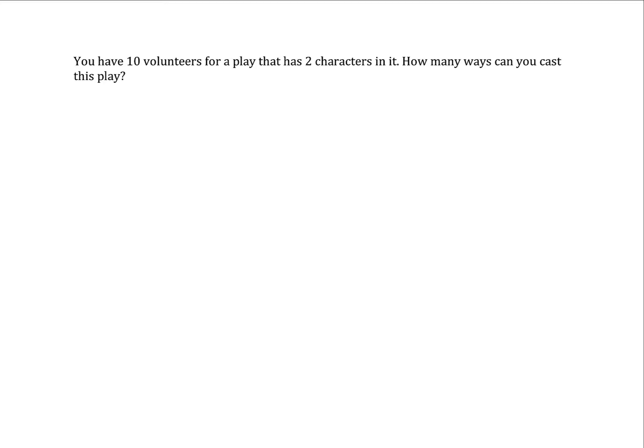You have 10 volunteers for a play that has 2 characters in it. How many ways can you cast this play? The first thing that you need to decide is whether you have multiple items or multiple groups that you're choosing from, or a single group that you're choosing from. In this particular case, we are choosing from one group.